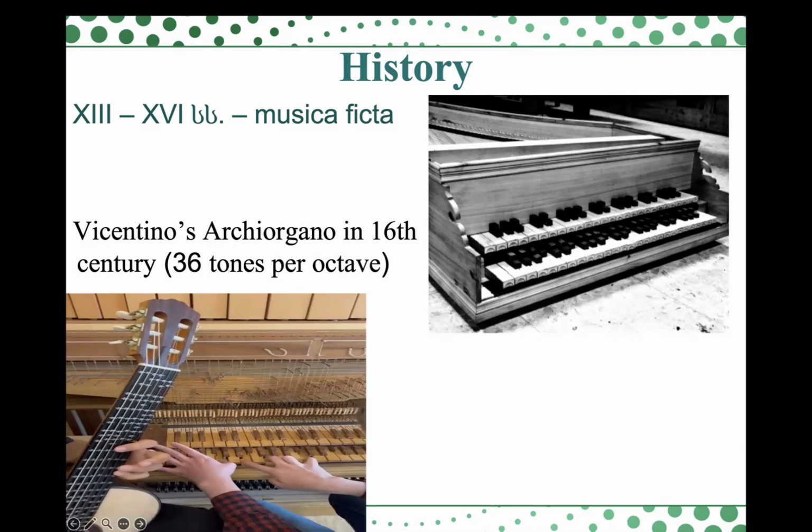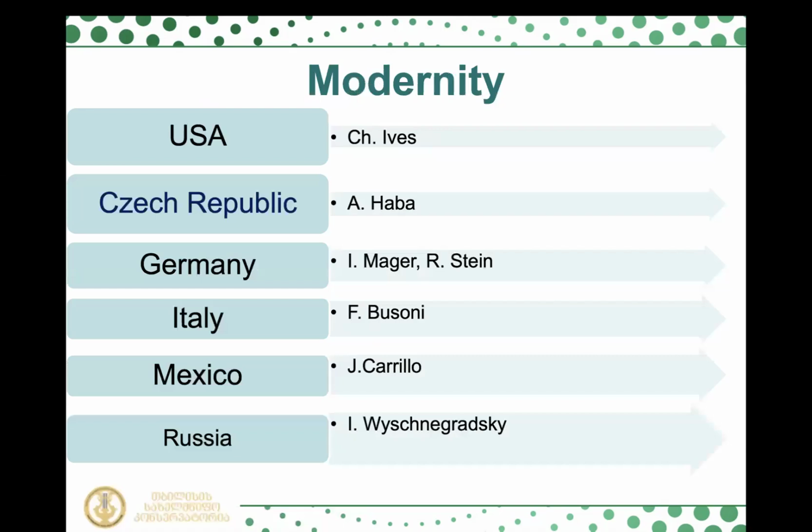With the establishment of tonality, microchromatism or microtonality was again eclipsed for 300 years. In the first decade of the 20th century, the idea of overcoming equal temperament spread to different continents and countries: the Czech Republic with experiments of Alois Haba, in America Charles Ives, in Italy Ferruccio Busoni, and etc.